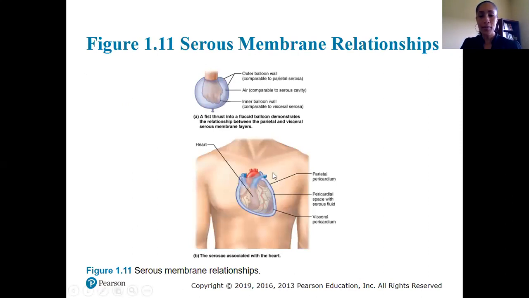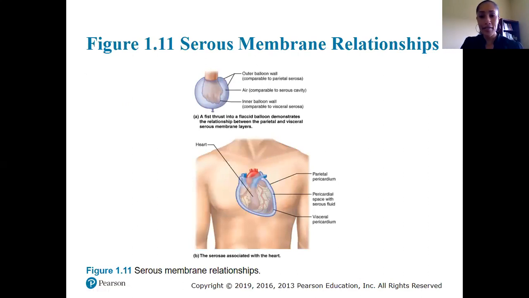So here we have an example of the serous membranes associated with the pericardial cavity. So here we have the heart. This outer serous membrane is going to be the parietal pericardium. Parietal lets us know, okay, this is a serous membrane that's going to line the pericardial cavity, lining that cavity wall.